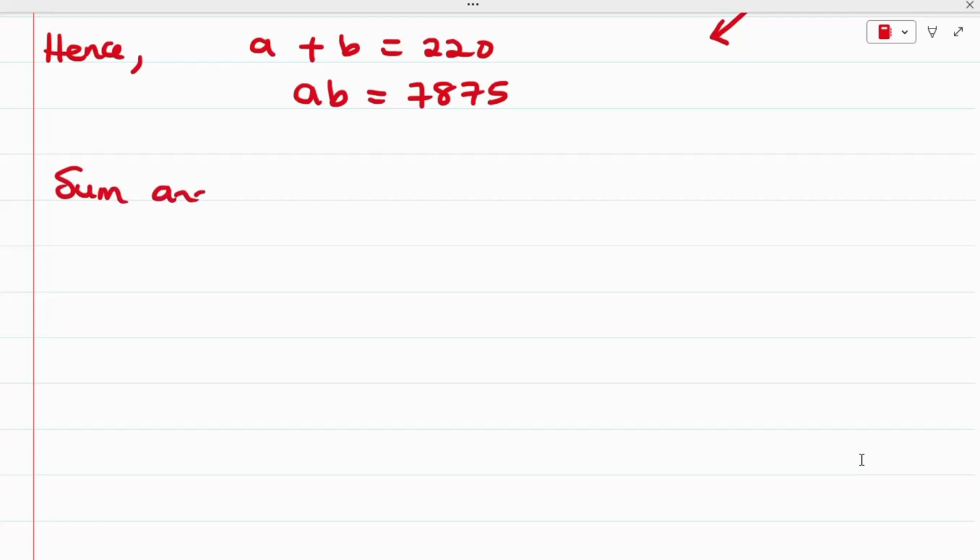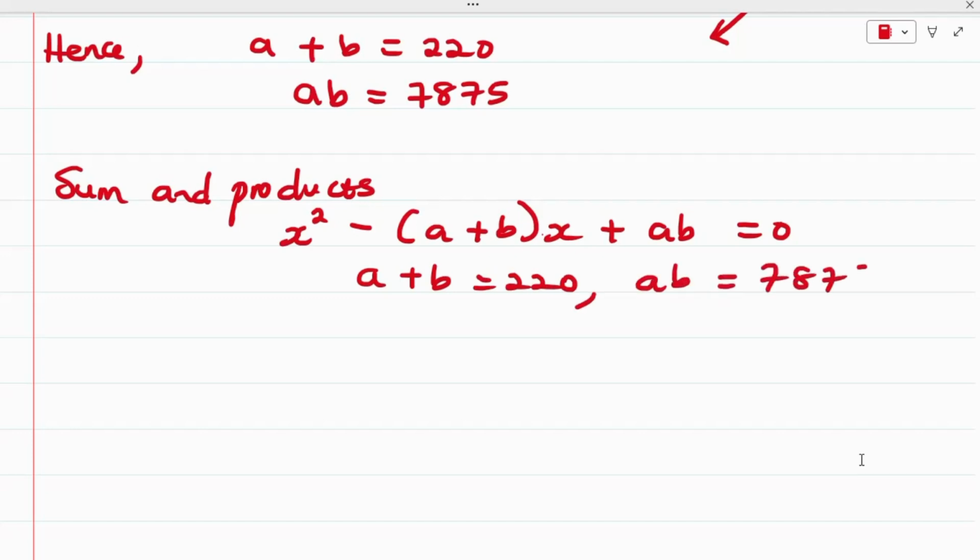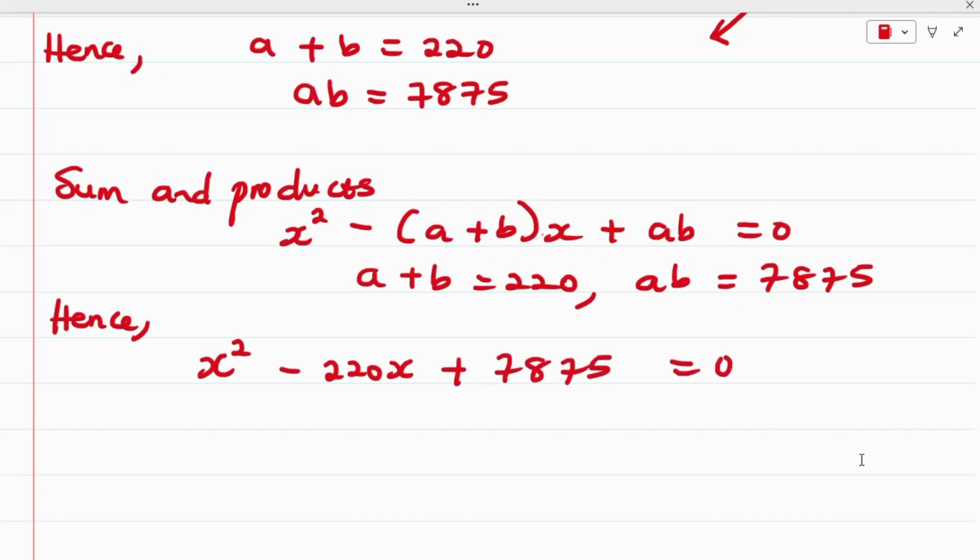So the sum and product of the roots of a quadratic equation can be expressed as x squared minus (a plus b)x plus ab, and this is equal to 0. So from here we have that a plus b is equal to 220, and ab is equal to 7,875. So hence this equation is now giving us x squared minus 220x plus 7,875, and this is equal to 0.